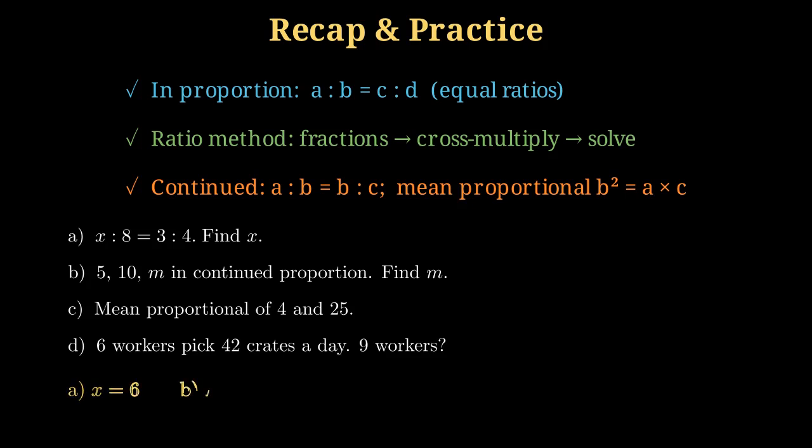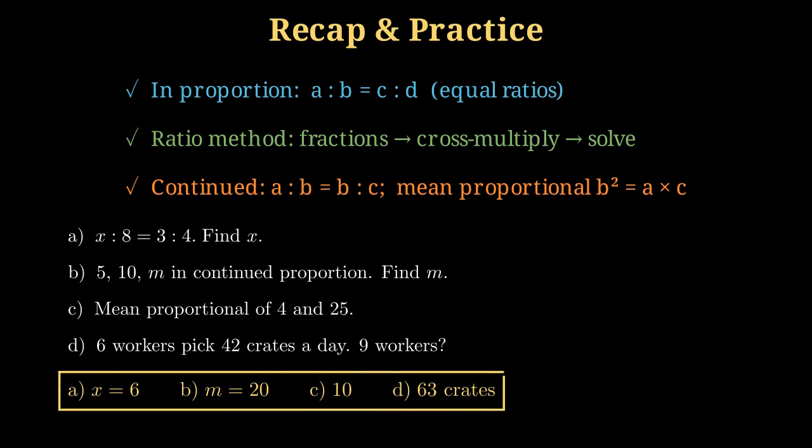Answers. A, cross multiply to get 4x equals 24, so x is 6. B, 5m equals 100, m is 20. C, x squared equals 4 times 25, 100, so 10. D, 6 is to 42 as 9 is to x, 63 crates.